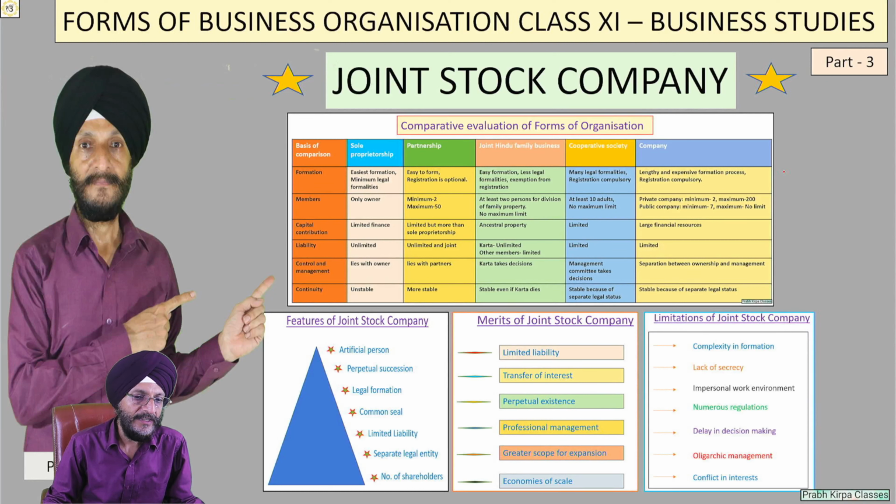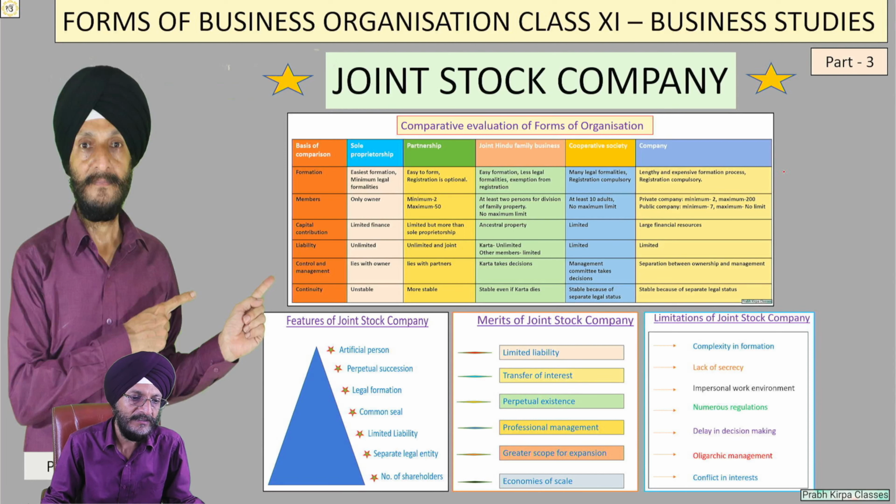We have already uploaded two courses of this chapter. The name of the chapter is Forms of Business Organization. In the earlier two courses, we have learnt about sole proprietorship, partnership, joint Hindu family business and cooperative society.